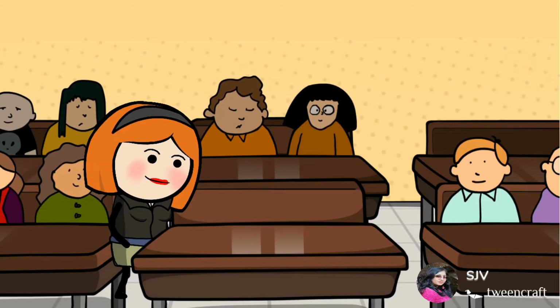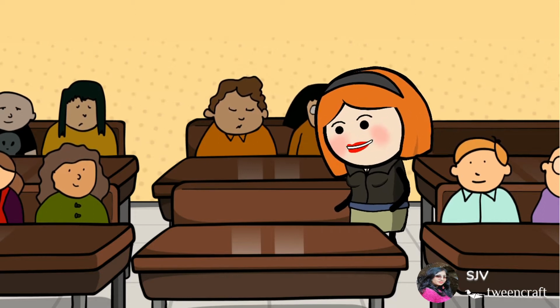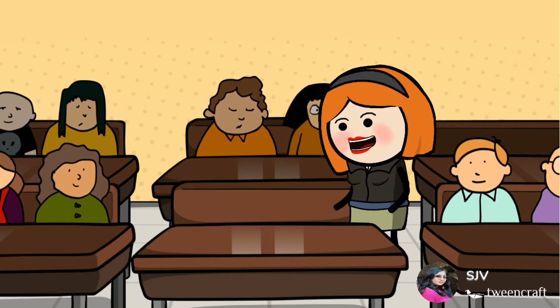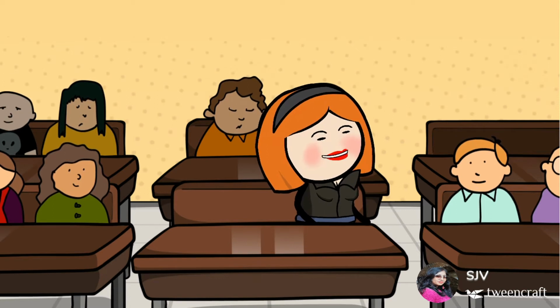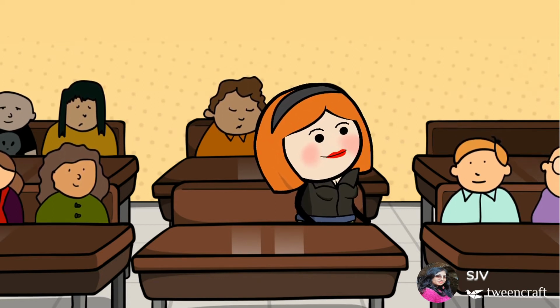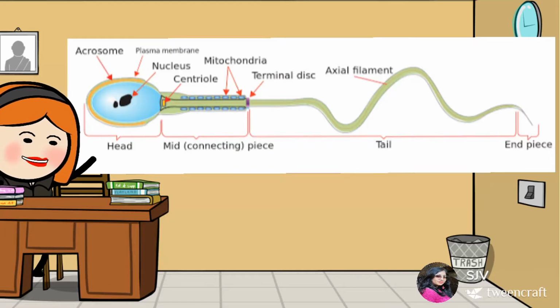Hello students. In the previous lesson you have already learnt about spermatogenesis, that means how the germ cells in the germinal epithelium of the seminiferous tubules of the male reproductive system undergo meiosis to form haploid sperms. In this lesson you are going to learn about the structure and the function of the human sperm in detail. Let's begin. This is the structure of the human sperm.